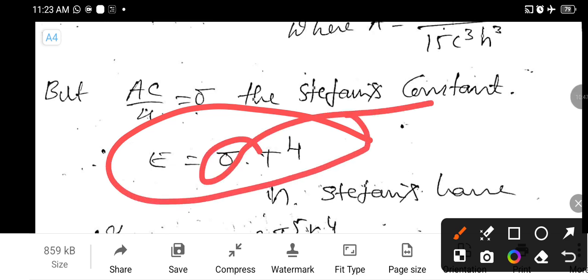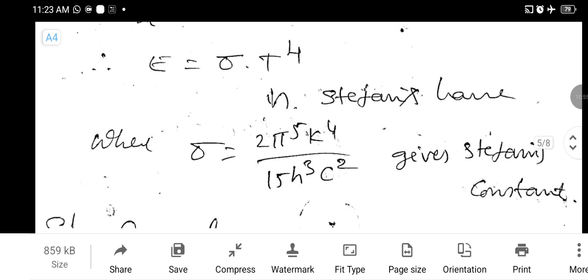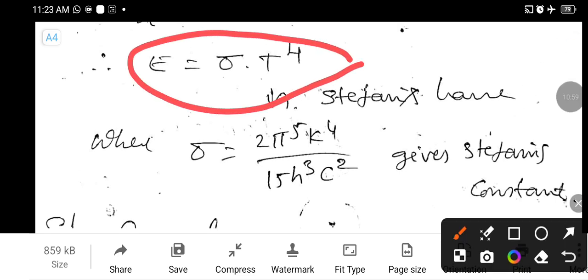Sigma is the Stefan constant. So, as we see in Stefan's law, the radiant energy is directly proportional to the fourth power of the absolute temperature. This is called Stefan's constant.